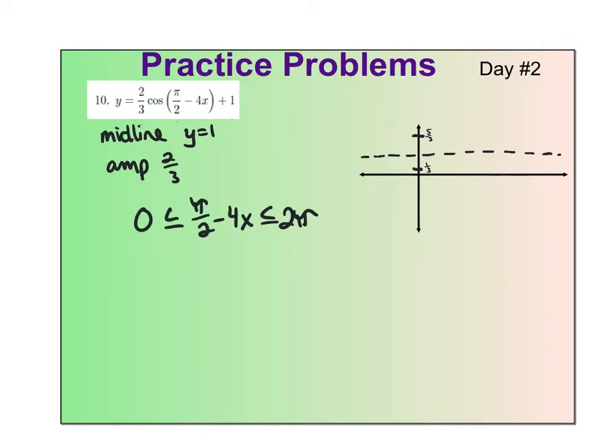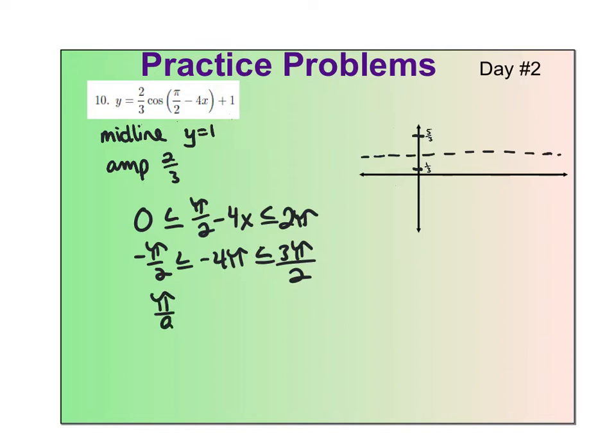Once you've done that, you will have taken care of the horizontal compression and the move right or left. So we're going to subtract pi over 2, so we get negative pi over 2 here. And 3 pi over 2. And then I got to get rid of the negative 4, so I'm going to multiply by negative 1/4. And remember, because we're multiplying by a negative, the signs are going to flip.